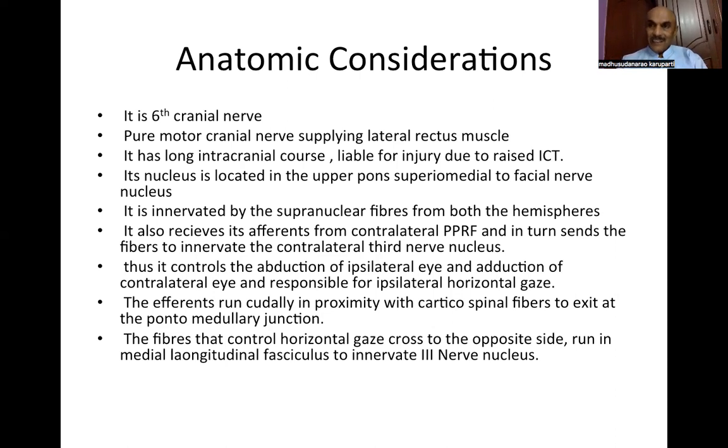In the cavernous sinus, it is accompanied by third cranial nerve and the fourth cranial nerve. So ultimately, it is going to exit from the superior orbital fissure, enter the orbit, and finally innervate the lateral rectus. So this is the course of the abducens nerve from its origin at the nucleus in the upper part of the pons, in its medial part, and it can be injured from the point of its origin in the nucleus to the point of its entry into the orbit.